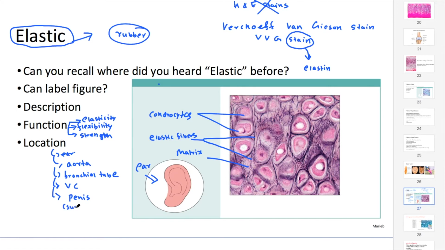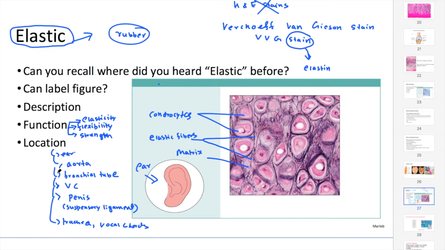What do you find? Suspensory ligament of penis. You find it there also. Finally, where do you find this one? You find this one in the trachea, and you find this one in the vocal cords or epiglottis, right? Vocal cords.